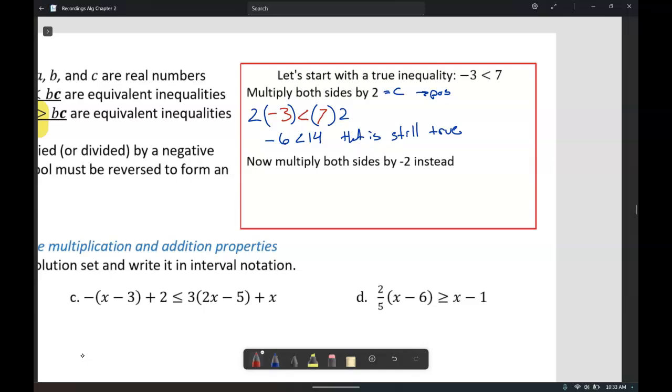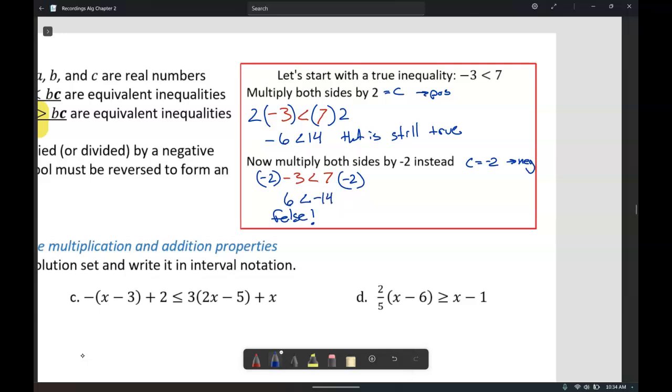Now let's do the same thing, but with a negative 2 instead. Negative 3 is less than 7. Here, c is negative 2, which means it's a negative value of c. Multiply the left and the right by negative 2. Negative 2 times negative 3 is a positive 6, is less than 7 times negative 2 is negative 14. This is false now. It is not true. 6 is not less than negative 14.